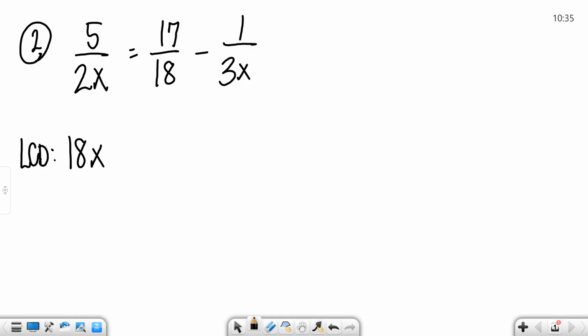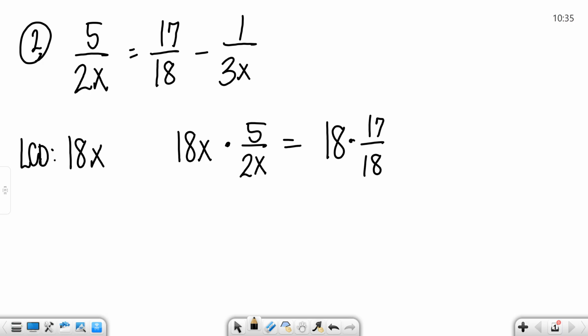If you need to write them out like we were doing before, that's fine. So I found my least common denominator. Everything on both sides is going to get multiplied by 18x. So 18x times 5 over 2x is equal to 18x times 17 over 18 minus 18x times 1 over 3x. I don't know if you guys noticed, I did not put my x there at first. It needed to be there. So there it is.